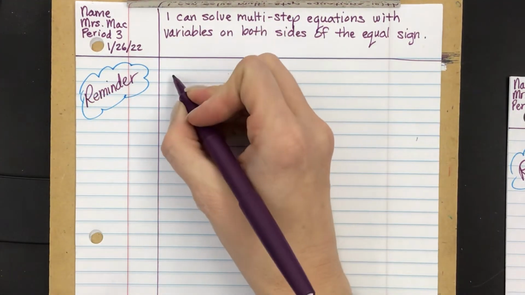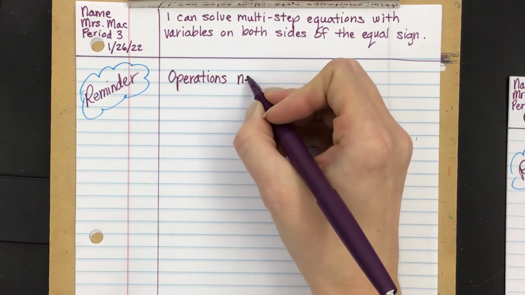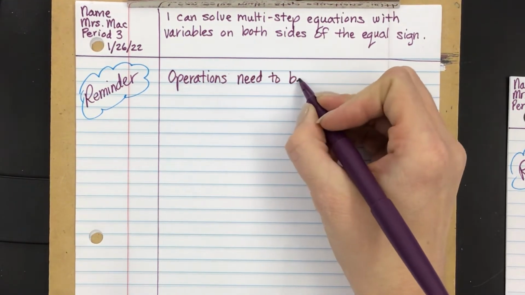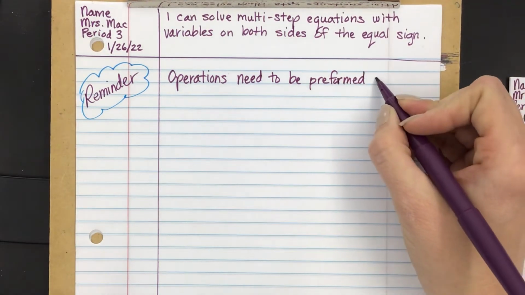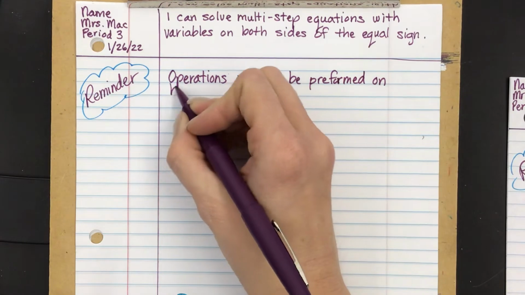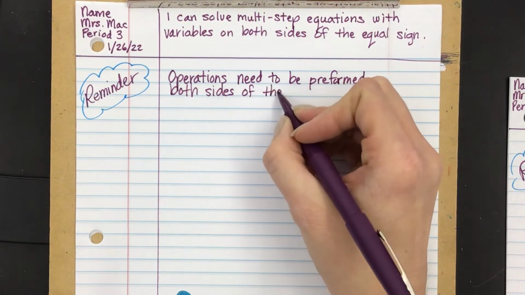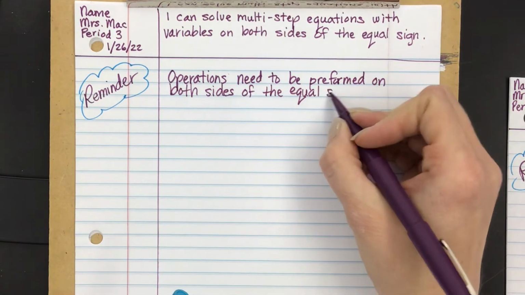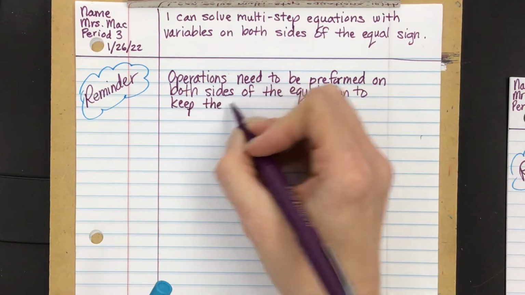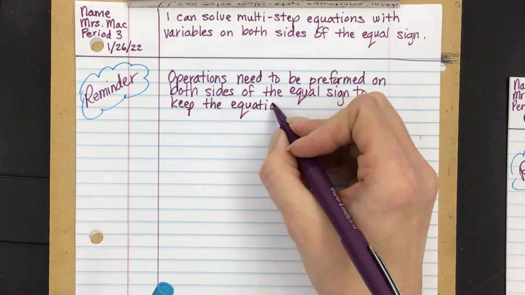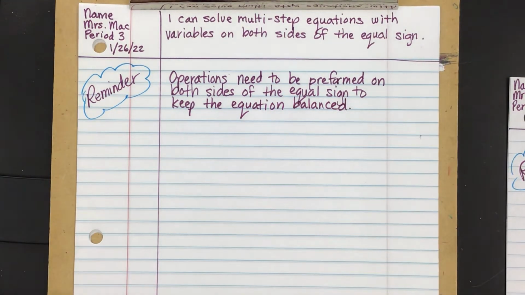All right, our reminder is that operations need to be performed on both sides of the equal sign to keep the equation balanced. Okay. We are going to use that principle today.